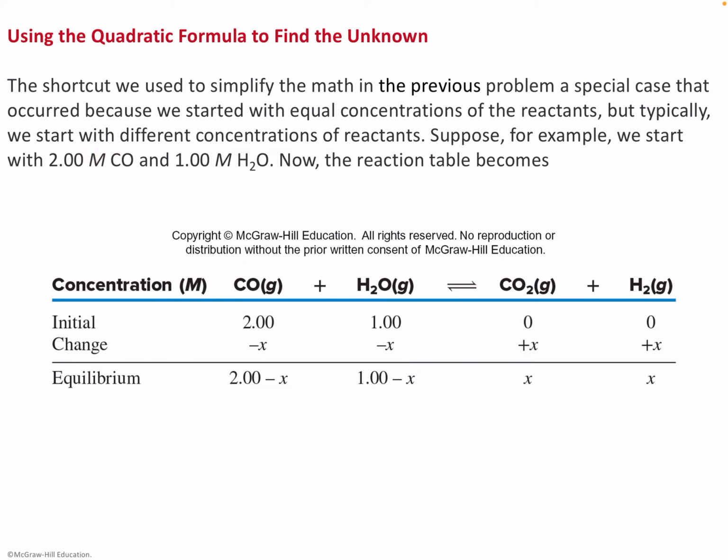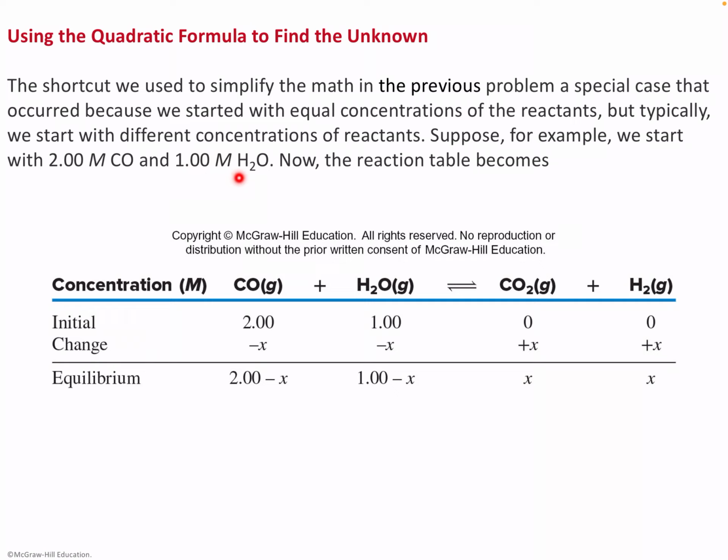So we got lucky in the previous one because it was 2 minus x, and then we were able to get the square root and solve for x very easily. Now that is not the typical case, so we got lucky in the previous one. Suppose for example we start with 2 molar carbon monoxide and 1 molar water.